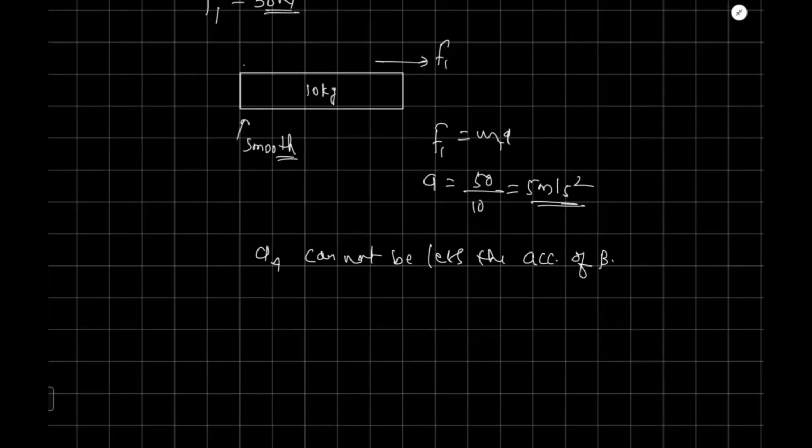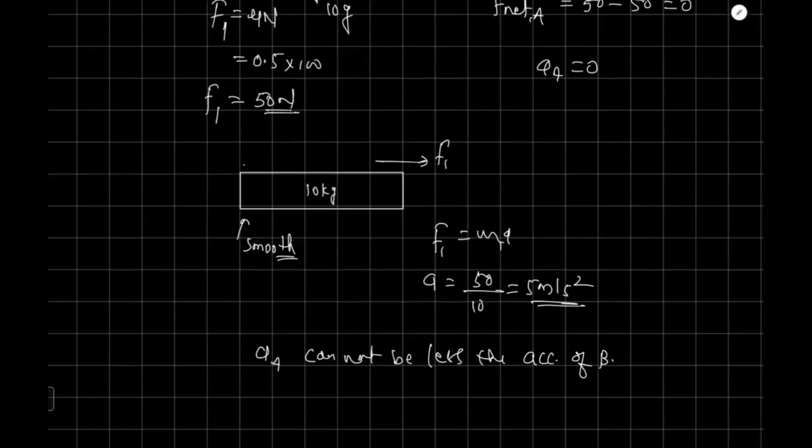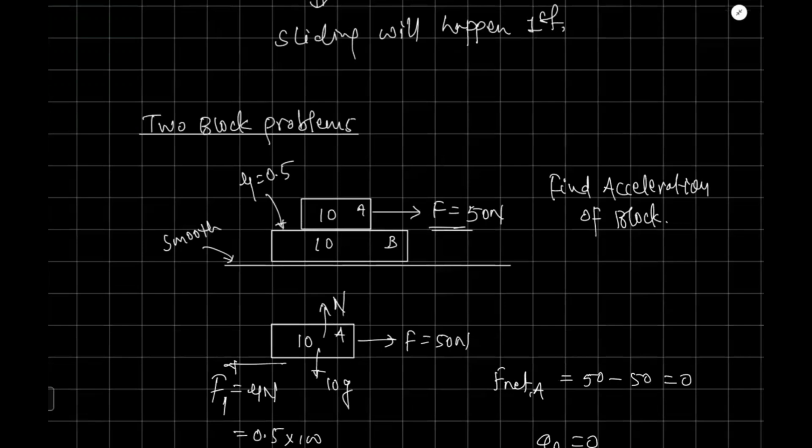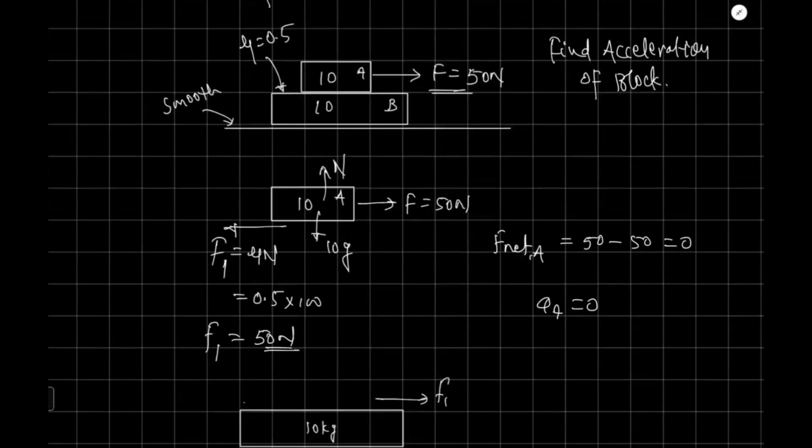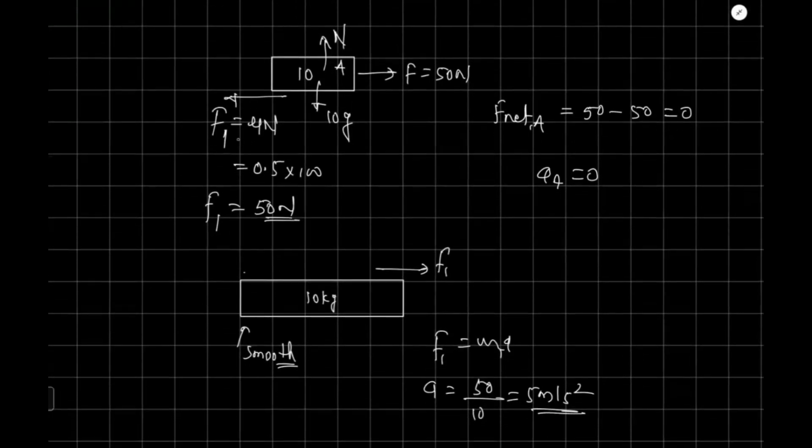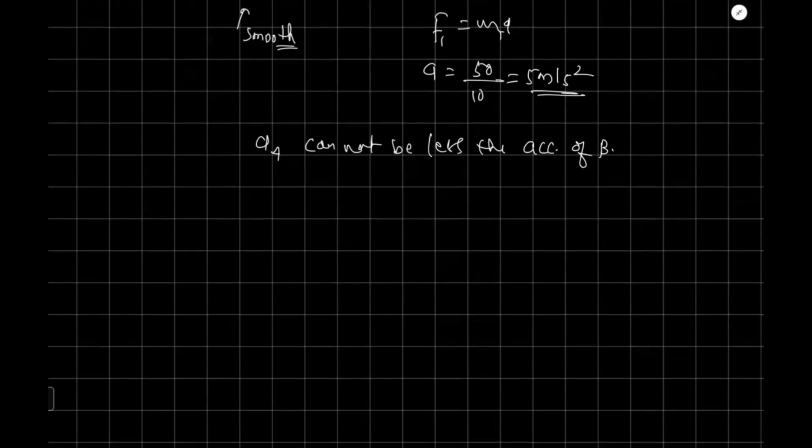Why is it not possible? Because we are applying the force on which object? Object A, not on B. So it is not possible that object A does not move and object B will move. So what is the possibility then in this case? We can say our friction is not maximum in this case. So when such kind of situation arises, we'll make both the objects again, and this time these two blocks will move together.